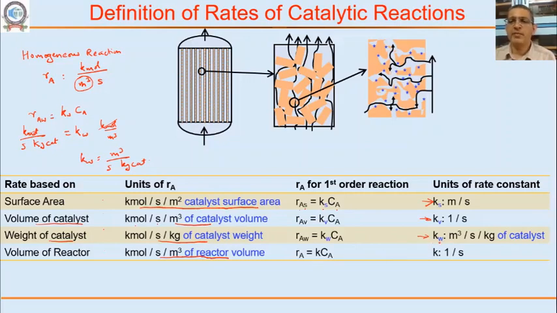That's how the rate constant is defined when rate is defined based on catalyst weight. If it's based on reactor volume, then it's like a homogeneous reaction. Rate constant is defined per second. So depending on what parameter we want to define rate, correspondingly the units of the rate constant will be different. And once I tell you the units of the rate constant, it is obvious to you what kind of rate is being defined.